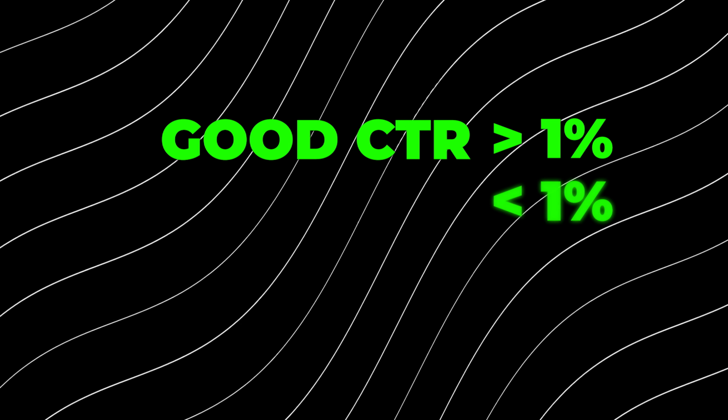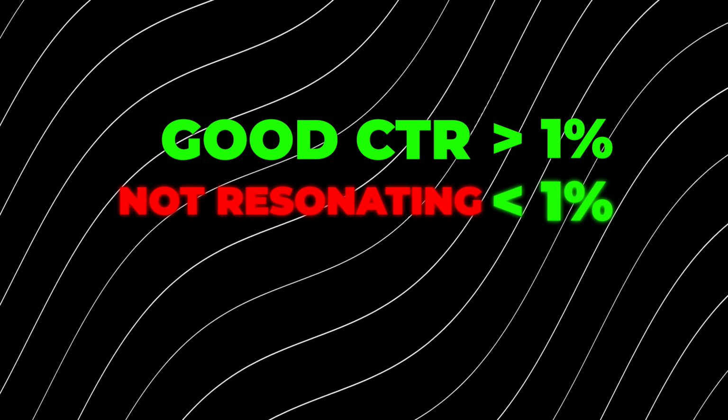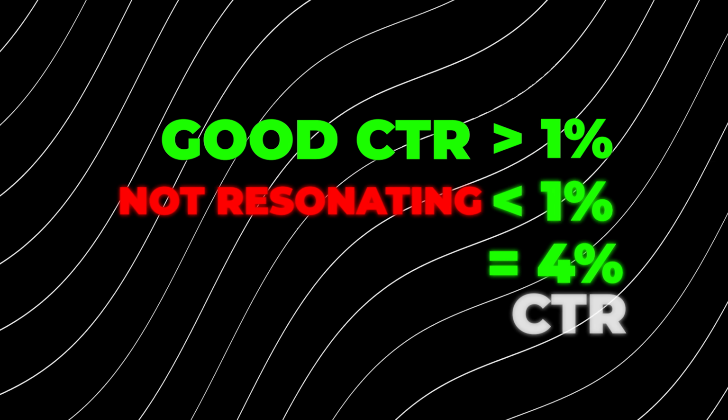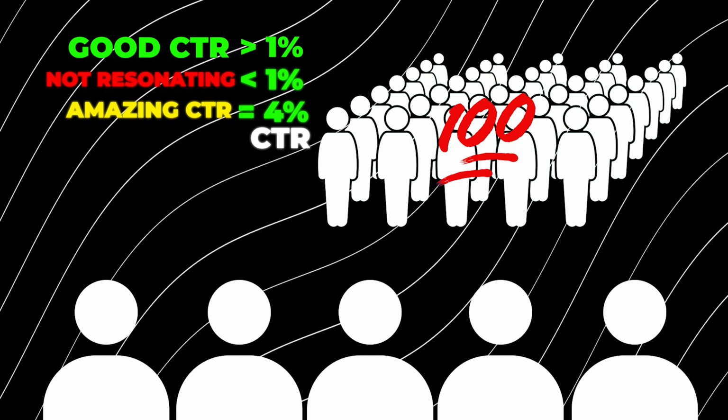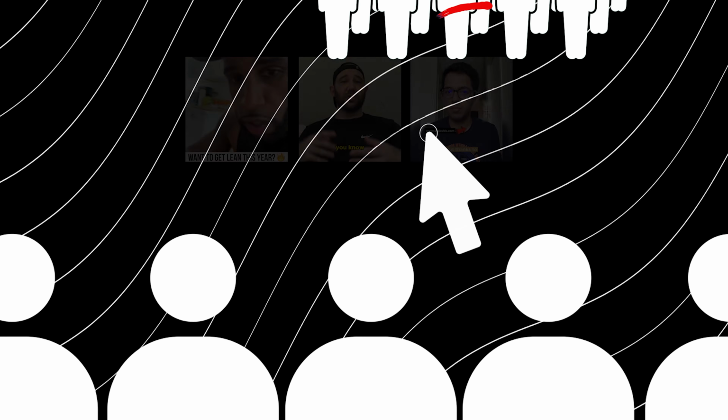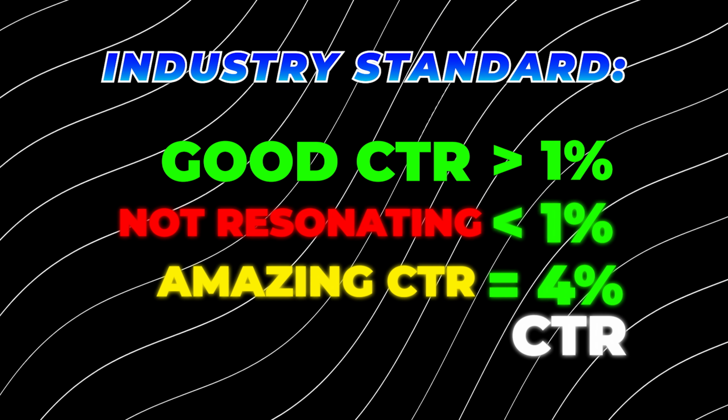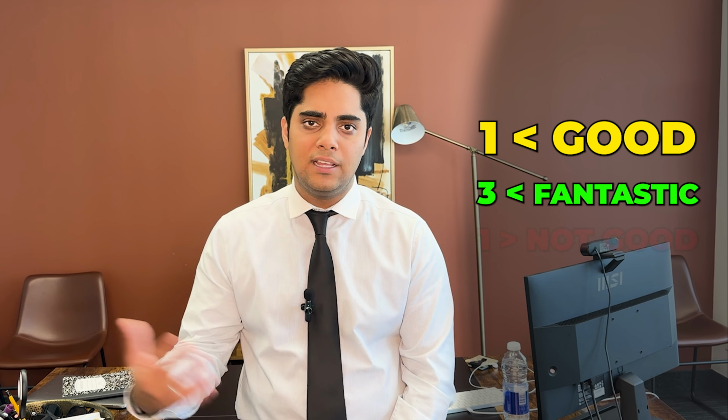So a good click-through rate is anything above 1%, anything below 1% is your ad's not really resonating. If you're getting a 2, 3, 4% click-through rate, that's amazing. 3, 4, 5 people out of 100 impressions, out of 100 eyeballs seeing your ad are actually clicking through. That's the industry standard. Everything over 1% is good. Anything over 3% is fantastic. Anything below 1%, not so good. So that's how you measure it.